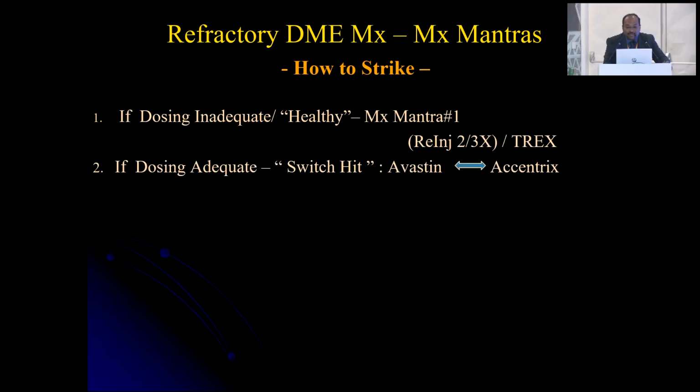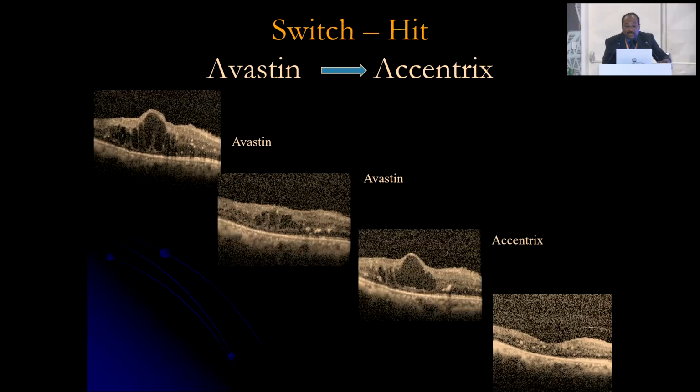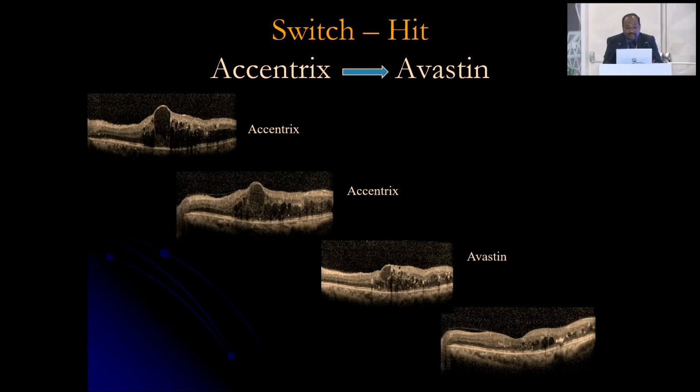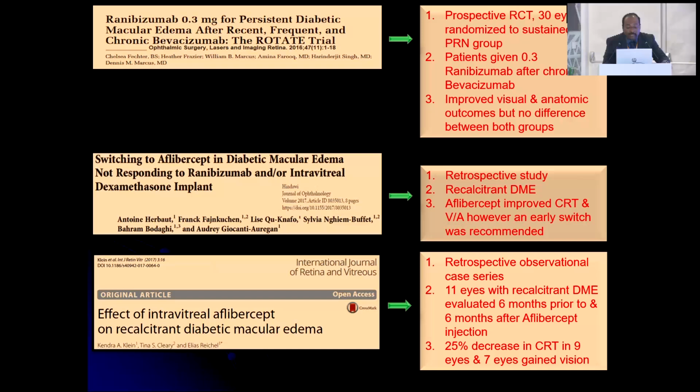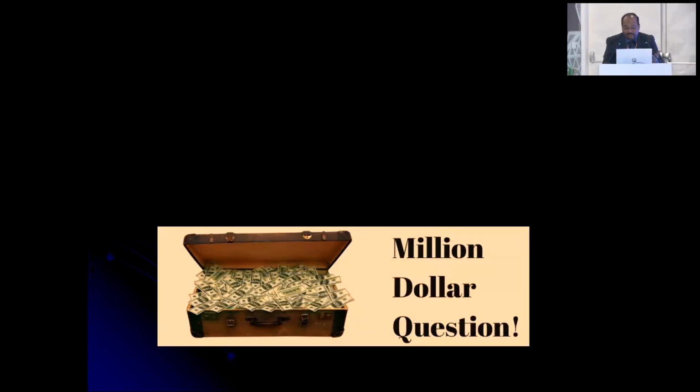Now moving to the tough tackles. If the dosing is adequate and you've hit a wall, then you can switch. You can move from a lesser one like Avastin onto Accentrix. And this is generally what we've seen, the patient refractory to Avastin responds to Accentrix. But please remember, I've even seen the opposite, where Accentrix has been given and Avastin has been of benefit. So it's not always true one way. And then the history is replete with articles where moving on to higher anti-VEGF like aflibercept as well as faricimab has helped patients refractory to ranibizumab or bevacizumab.